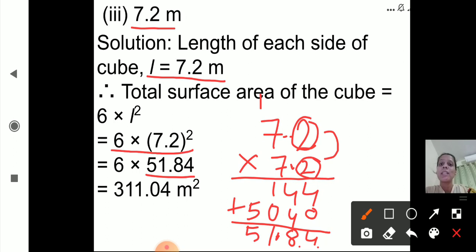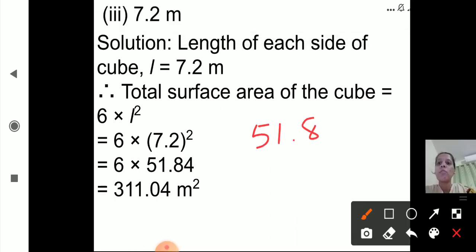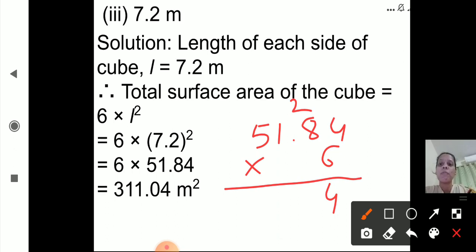Now what we will do, this is not the final answer. We have to multiply it with 6, right? What is the formula? 6 into side square. Side square is 51.84. So 6 multiplied by 51.84. Now do the multiplication. 51.84 multiply by 6. 6 4s are 24. 4 here 2 carrying. 6 8s are 48 plus 2, 50. 0 here 5 carrying. 6 1s are 6 plus 5, 11. 1 here 1 carrying. 6 5s are 30 plus 1, that is 31. And here it is decimal point. So what is the answer? 311.04 meter square. See the unit, meter. So here it is meter square.